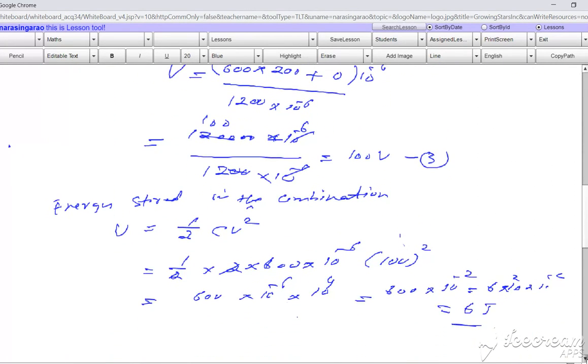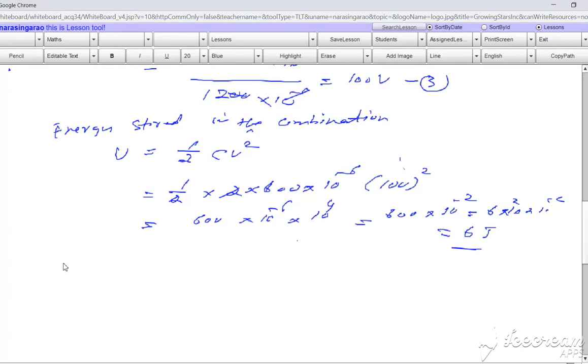So now you need to find out delta U, that's energy lost. Energy lost, delta U, is equal to energy stored in the first capacitor minus energy stored in the parallel combination. It's 12 joule minus 6 joule. You will get 6 joule.